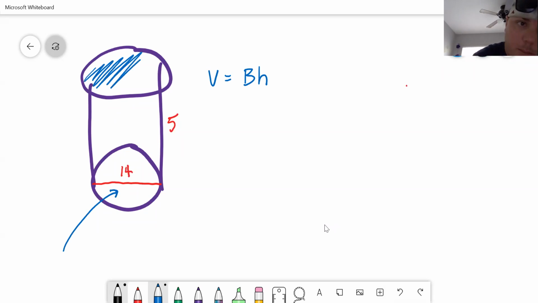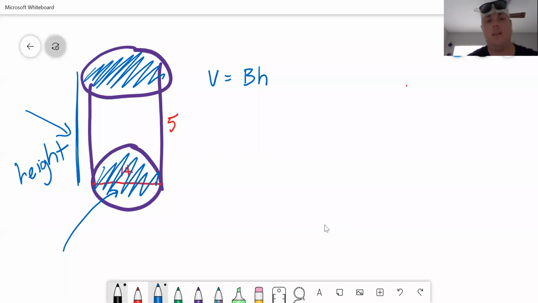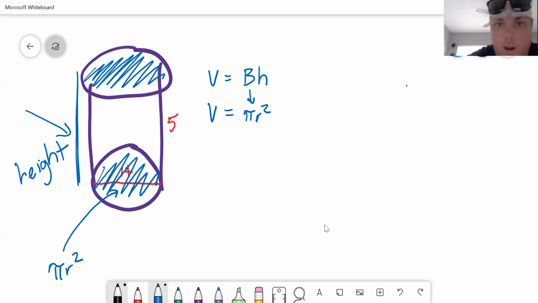Notice how, here's a base on top, here's a base on the bottom. Notice how they are always connected by the height. The height will always connect the two bases together, always, okay? So let's find the area of the base. The base is a circle, so we know the area of a circle is pi r squared. So my volume formula then is, instead of capital B, I'm going to write pi times radius squared. Why did I do that? Because it's a circle. But we're still going to multiply it by the height of the cylinder.